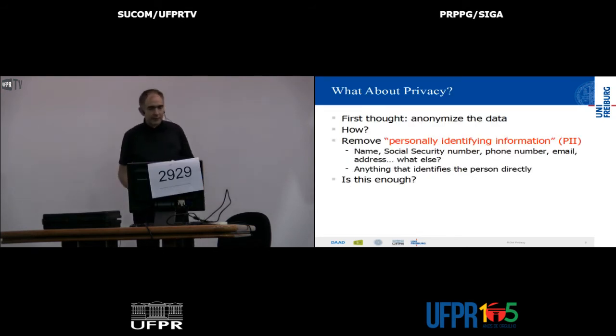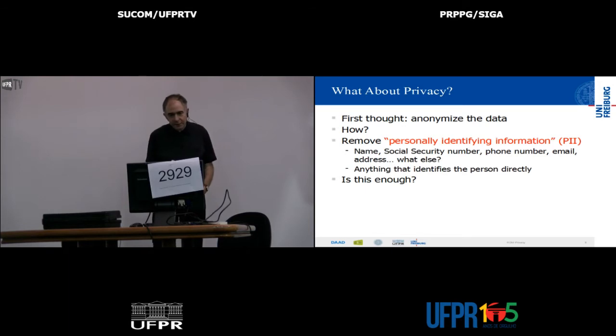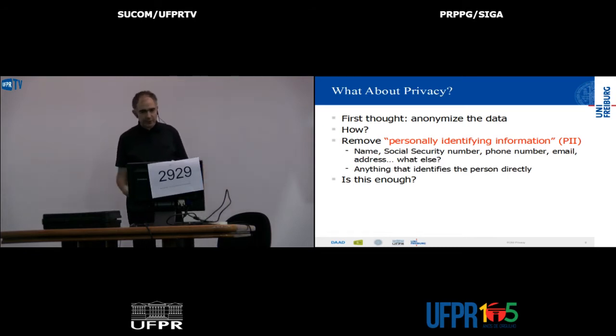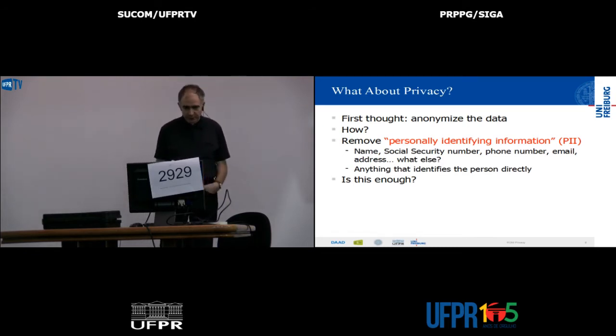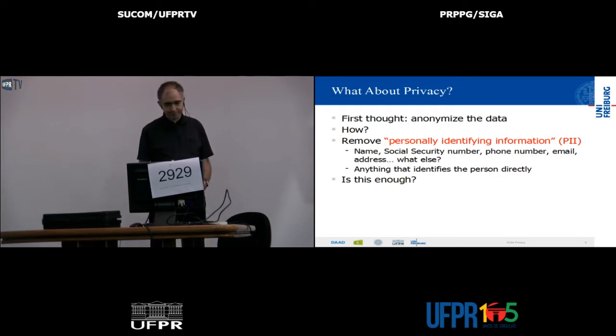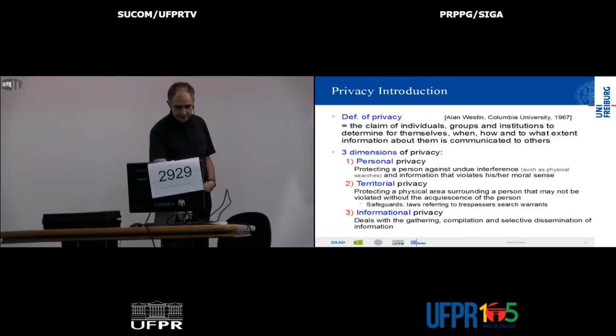Let's go back. If we think about privacy and some things that shouldn't be known to others, the first thought indeed is to anonymize. Remove all personal interesting stuff: name, social security number, phone number, email address. What else? Anything that identifies the person directly. And the question always is, is that enough?